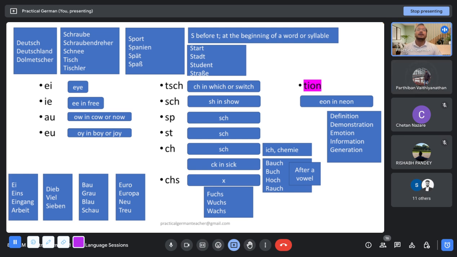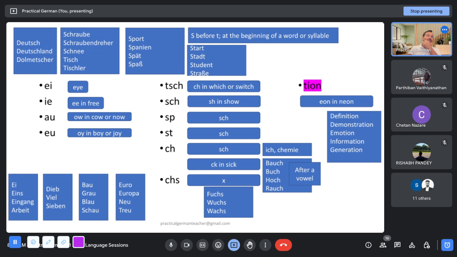Generation. Okay, so I think I did not give all the information. So let me read the definition. It's like definition, sion. Okay, so definition, demonstration, emotion, information, generation. Again, I don't think you need to know all these words. For example, information you will need, but quite often people in German just say info. They will not even say information. They'll just say info.